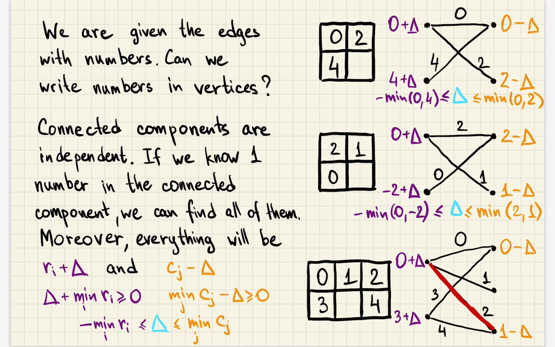Okay, and now we should check that it is possible to assign non-negative values, but all we can choose is delta. So we have Ri plus delta for all the vertices in the left part, Cj minus delta for all the vertices in the right part, and we should check if it is possible to choose delta such that all of those values are non-negative. We can only consider the minimum of these values and the minimum of these values, which will be delta plus minimum of Ri and minimum of Cj minus delta. They should be non-negative, and from here we get bounds on delta from both sides. So delta should be at least minus minimum of Ri and at most minimum of Cj.